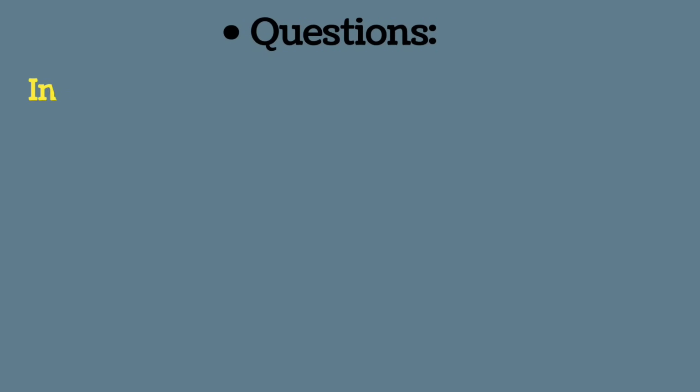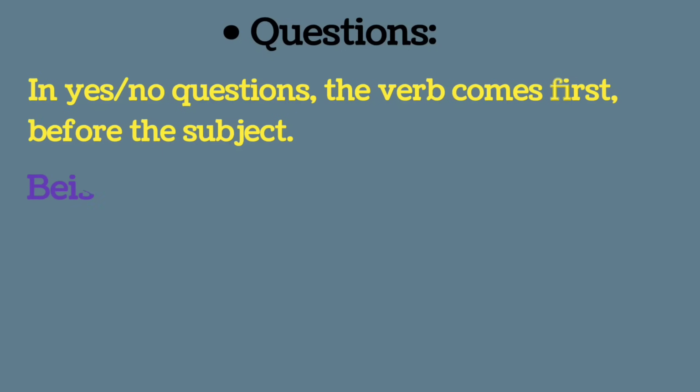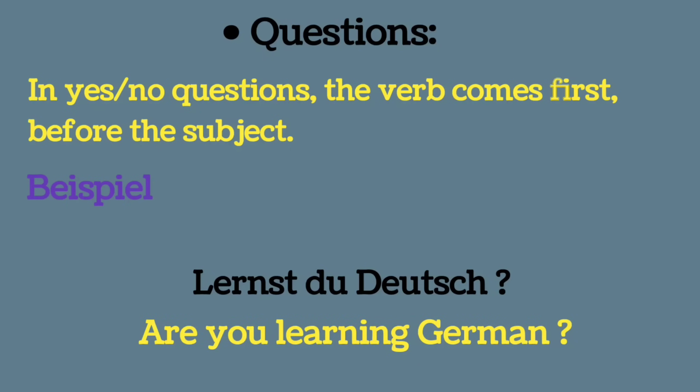Sentence structure when you are asking questions. In yes-no questions, the verb comes first, before the subject. Beispiel: Lernst du Deutsch? Here the verb is at first position or before the subject.